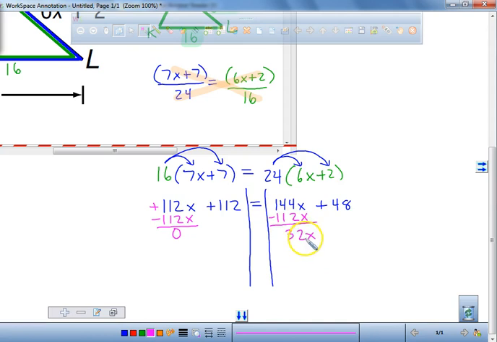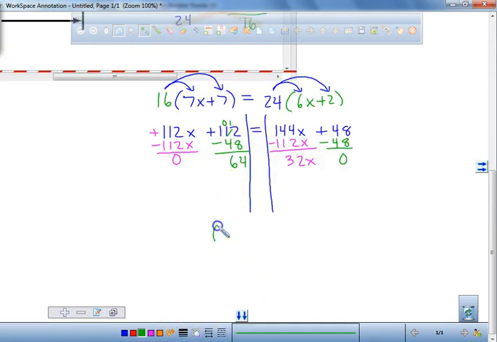If I have all my x's over here, that means I have to get all of my numbers on the left-hand side. So I need you to take away a 48 on this side and take away a 48 on this side. So I'm going to have to borrow. 12 minus 8 is 4. 10 minus 4 is 6. So what do we have left now? We have a 64 equals what? 32x. You're going to divide by 32.